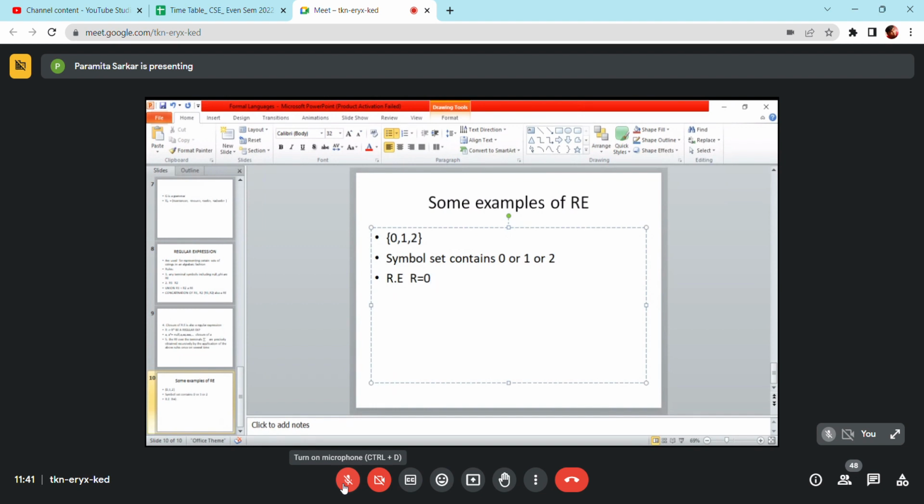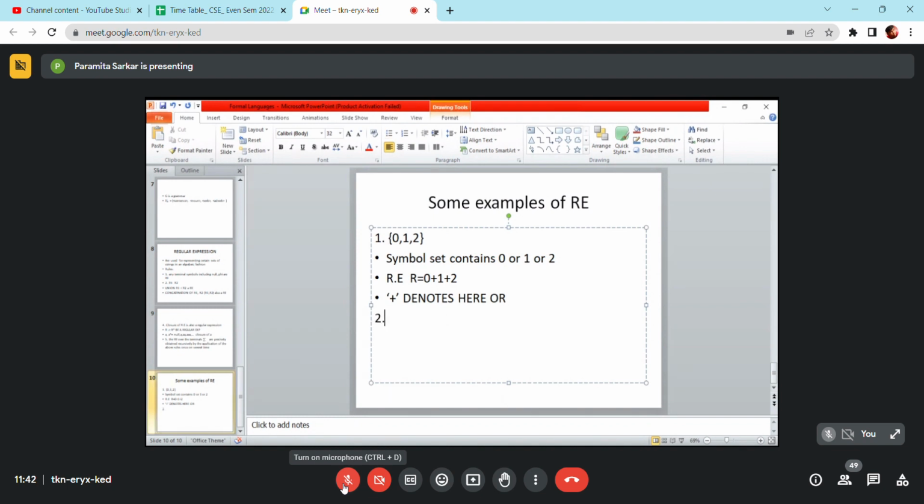So how to write 0 or 1 or 2? We use the plus symbol: 0 plus 1 plus 2. So in this regular expression, when I use this plus symbol, it denotes 'or'. So this is one example. This is a very simple example. I just start to give a few examples.